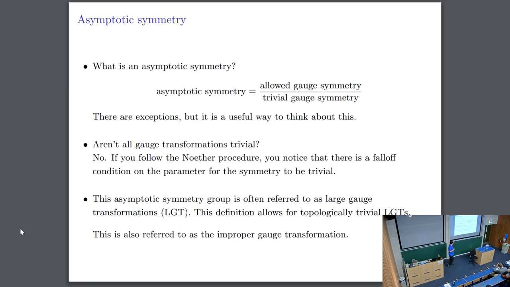If you follow the Noether procedure to compute the generators of these gauge transformations, you notice that there's a step where you impose a fall-off condition on the parameter for the symmetry to be trivial. Now, the transformations that do not obey this fall-off condition turn out to be physical. Just to sort out the terminology, this asymptotic symmetry group is often referred to as the large gauge transformations. This term has been used before in the context of non-abelian gauge theories and so on. But this definition allows for even the topologically trivial large gauge transformations. In some literature, this is referred to also as the improper gauge transformations.